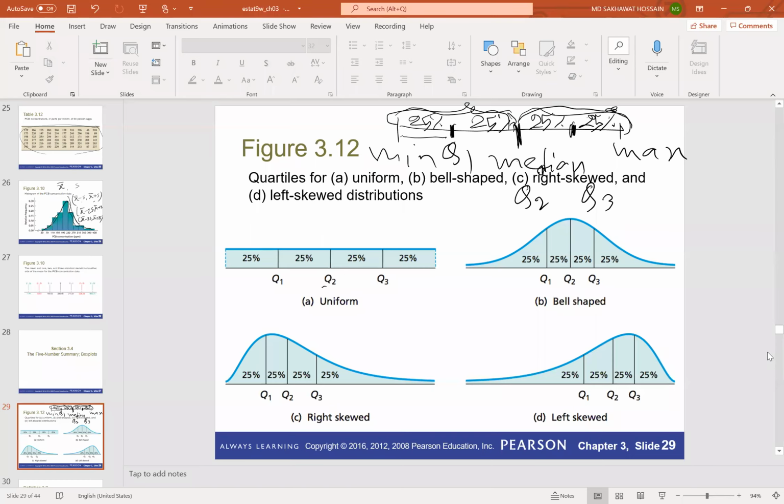So on the left side of Q2, we have 50% of the data set, and on the right side of Q2, we have 50% of the data set, right? Q2 divides the data set into 2 parts, which is called the median. Q2 is also the median, okay. And here, these are the quartiles for the uniform distribution. So this is the first quartile, second quartile, and third quartile. And these are the quartiles for the bell-shaped distribution. And these are the quartiles for the right skewed and left skewed distribution.